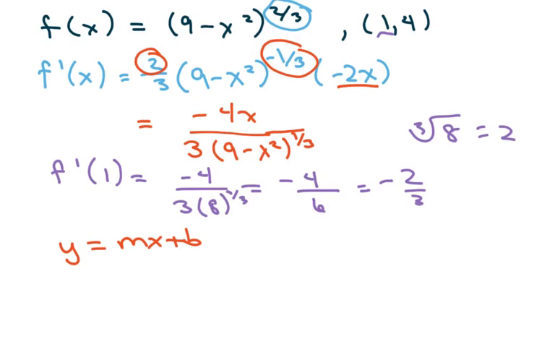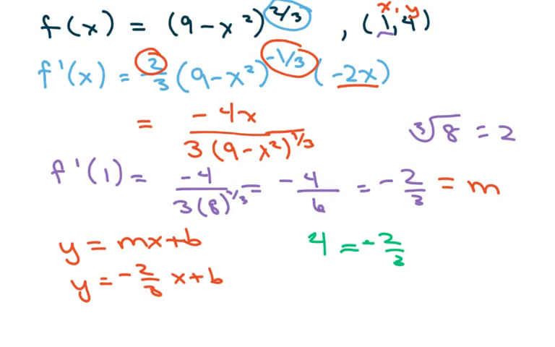Plug in your slope. This is your slope. Now plug in your x and y. So let's do that. Y is 4. X is 1. So that's just going to be -2/3 plus b. So I'm going to change my denominator. So this will be 12/3 plus 2/3 equals b, which is 14/3.